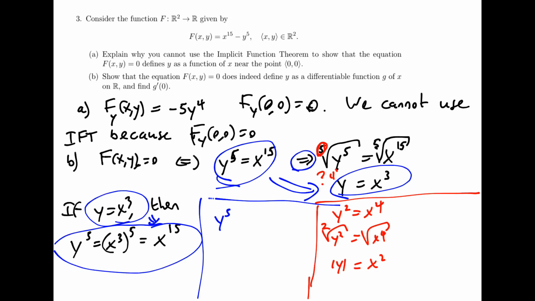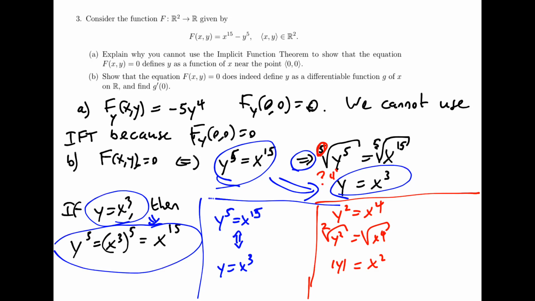So y to the 5 equals x to the 15. The solutions to this equation are exactly equal to the solutions of this equation. The two solution sets are exactly equal, therefore we may as well replace the first equation by the second equation. Whenever you want to argue that a certain equation is equivalent to another equation, you need to show that the solution of the first equation is a solution of the second equation, and conversely that the solution of the second equation is a solution of the first equation.